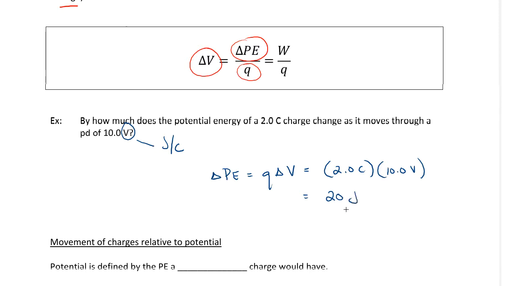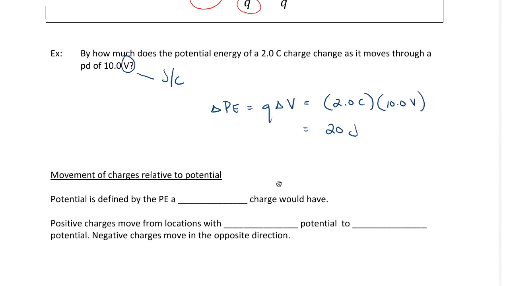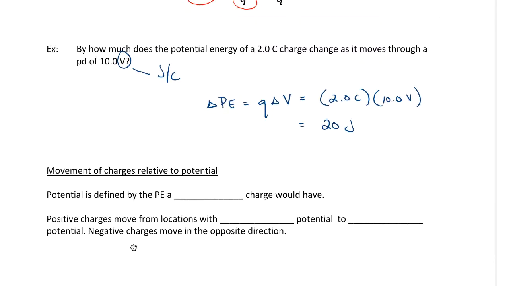and so that gives us an energy change of 20 joules. Now, we haven't specified which way it's moving relative to the potential difference, so we could be storing 20 joules of potential energy in it, or we could be releasing 20 joules of potential energy to kinetic energy, for example, if we were just letting it go. But either way, moving through a potential difference of 10 volts implies, for a 2 coulomb charge, a 20 joule energy change.